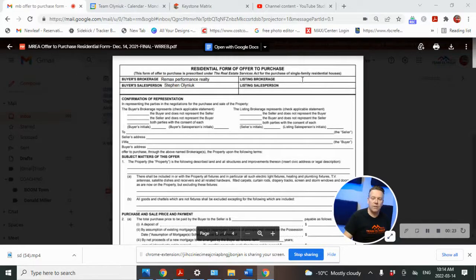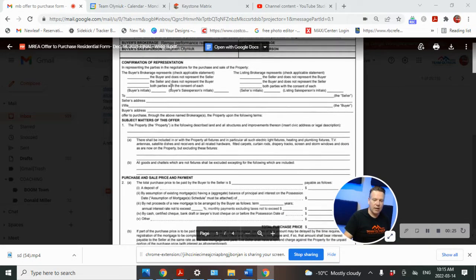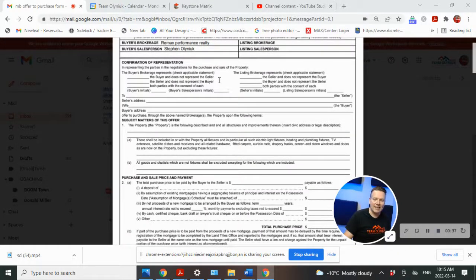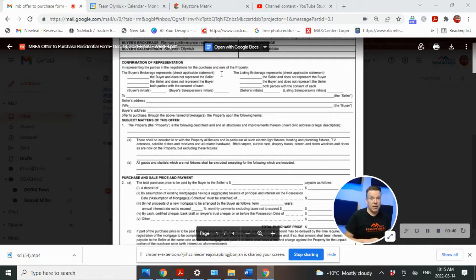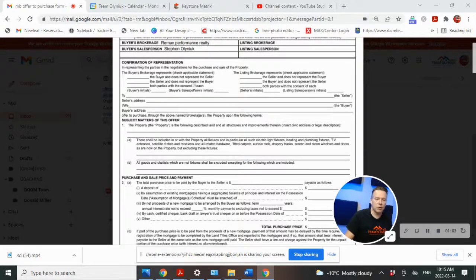Then in this line here, it'll have the listing brokerage and the listing salesperson. When we get down to these lines here, there's some confirmation of representation that needs to be checked off, and it's either the buyer and does not represent the seller, which sometimes you can have the buyer representing the seller and the buyer. That's called limited joint representation, and we'll get into that in further YouTube videos. So one of these needs to be checked off on the buy side of things, where the buyer does not represent the seller, does not represent the buyer, and both parties with the consent, they represent each other.